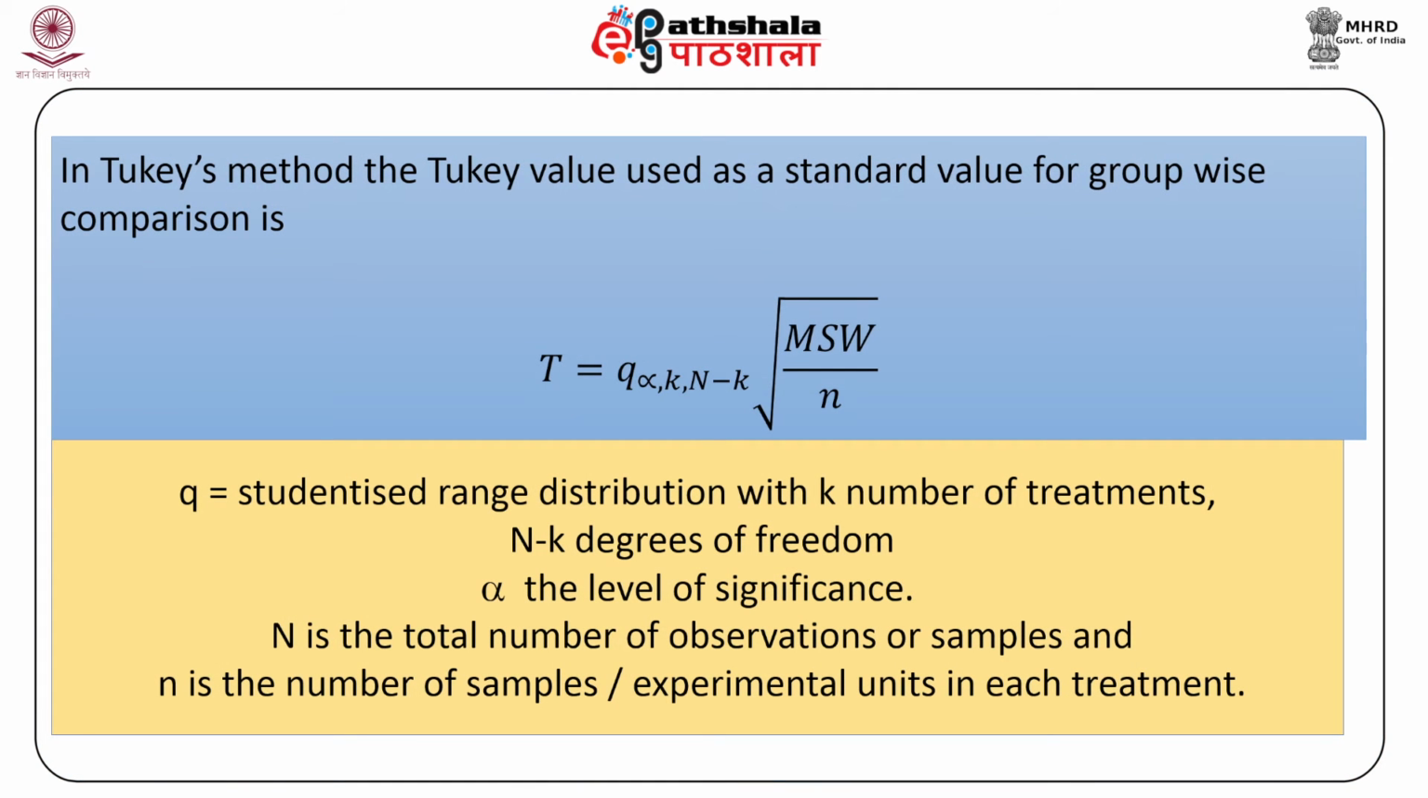In Tukey's method, the Tukey value used as a standard value for group-wise comparison is calculated as T equal to Q with subscript alpha, k and n minus k, into the square root of MSW divided by n, where Q is a standardized range distribution with k number of treatments, n minus k is the degrees of freedom, alpha is the level of significance, capital N is the total number of observations or samples, and small n is the number of samples or experimental units in each treatment.